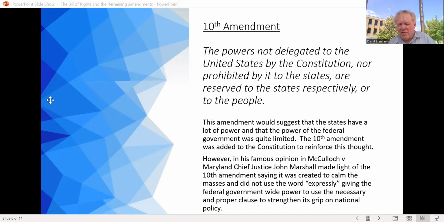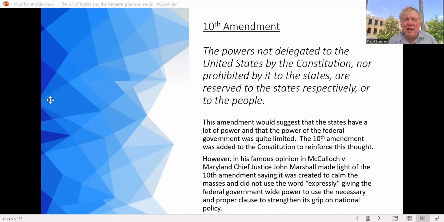But there, Chief Justice John Marshall made light of the 10th Amendment, saying it was created to calm the masses and did not use the word expressly. In the Constitution, those duties are expressly the duties of, for instance, Congress, the right to coin money and so forth. Those are express duties of Congress. But he said the 10th Amendment doesn't use that word.